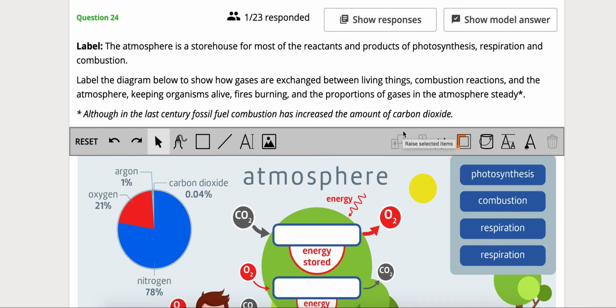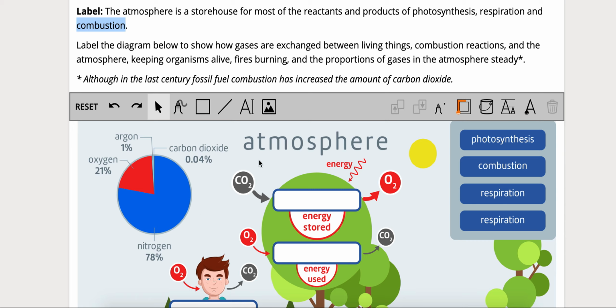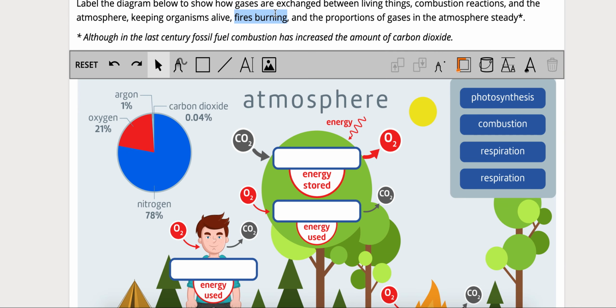Moving on to question 24. The atmosphere is a storehouse for most of the reactants and products of photosynthesis, respiration, and combustion. Label the diagram below to show how gases are exchanged between living things, combustion reactions, and the atmosphere, keeping organisms alive, fires burning, and the proportion of gases in the atmosphere steady. So, one thing to remember, although in the last century fossil fuel combustion has definitely increased the amount of carbon dioxide in our atmosphere.